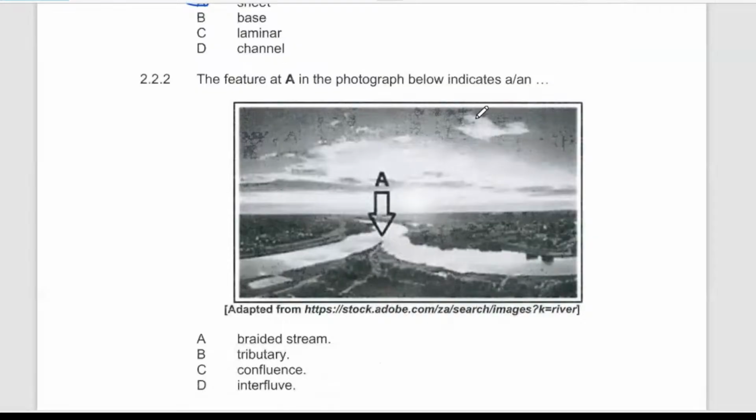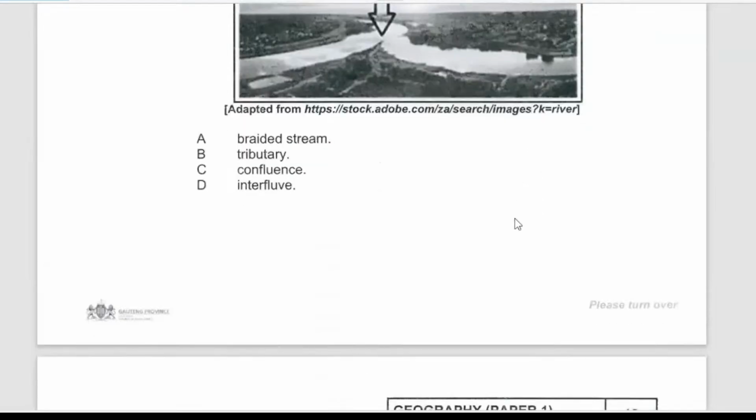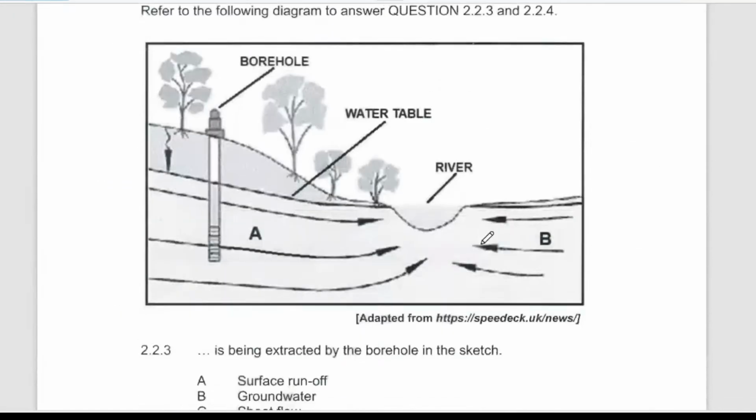The feature at A in the photograph below indicates A or N. What is the likely feature here? We are seeing there is a stream which is coming from this side, meeting a stream which is coming from that side, and around A, that's the meeting point. So the meeting point of two streams, we call it a confluence. Right, move on to the next question.